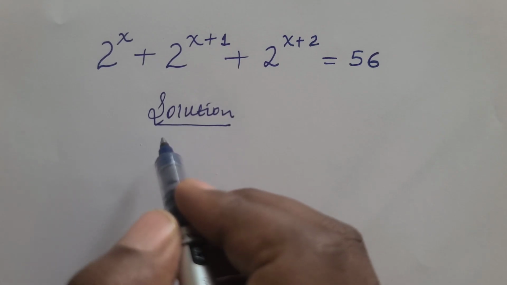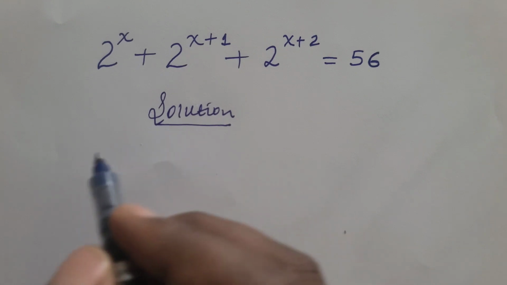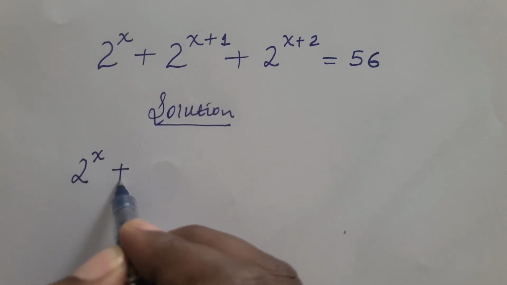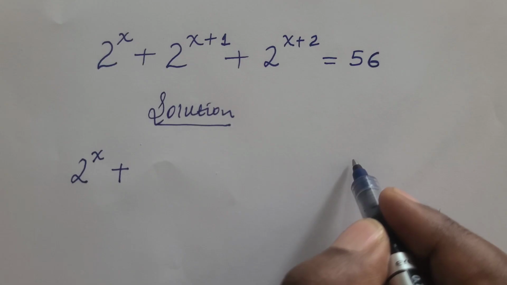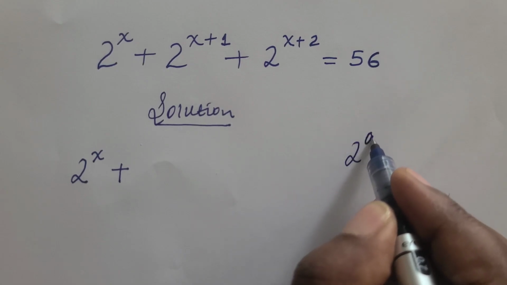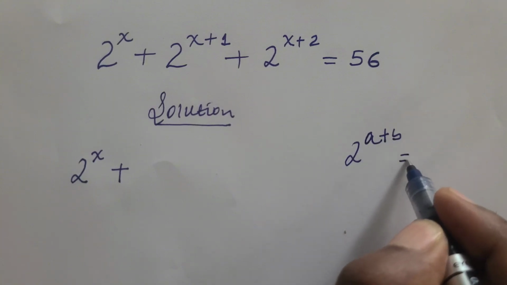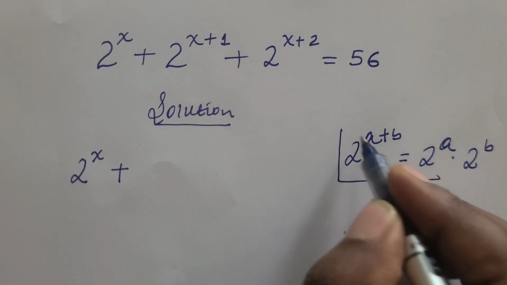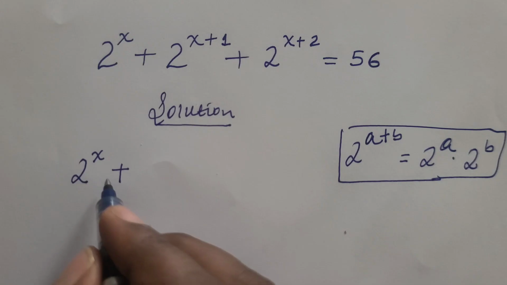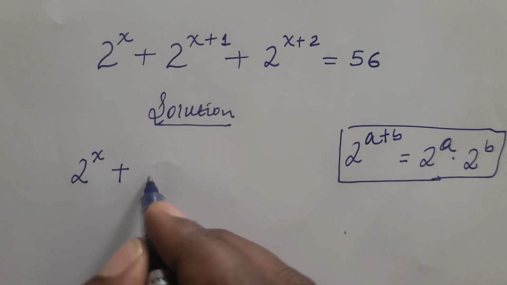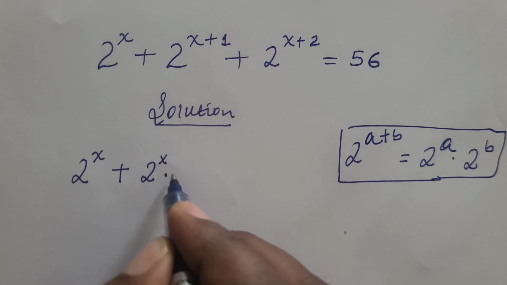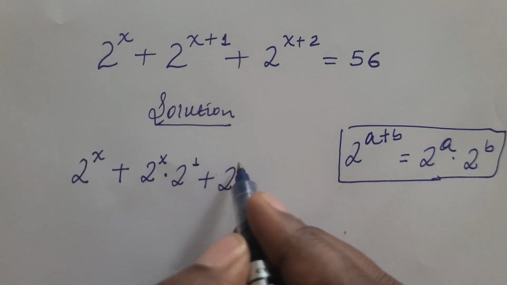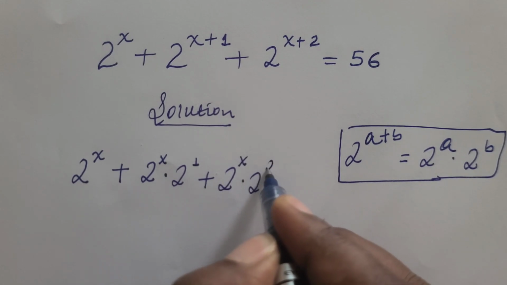2^x, 2^(x+1), 2^(x+2). The above exponential function can be rewritten using the rule of exponents, that is a^(a+b) = a^a times a^b. Having this, 2^x + 2^(x+1) means 2^x times 2^1, plus 2^(x+2) means 2^x times 2^2, which equals 56.